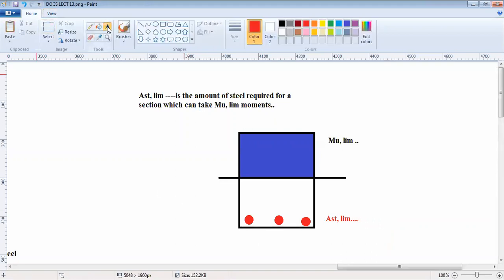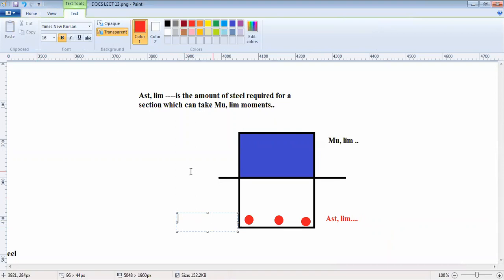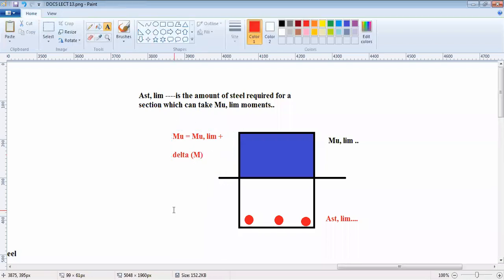But now you require the actual amount of moment this has to take. It is MU. Now what is MU? MU is the total moment for which the section has to be designed. Now that will be equal to MU limiting plus certain delta M. So corresponding to that, what is MU limiting dependent on? It's dependent on the breadth of the section, this breadth. It's dependent on the depth of the section. It's dependent on FCK.